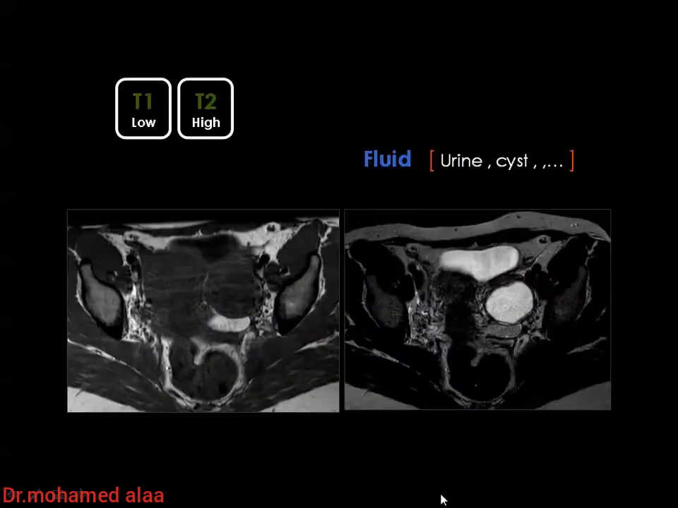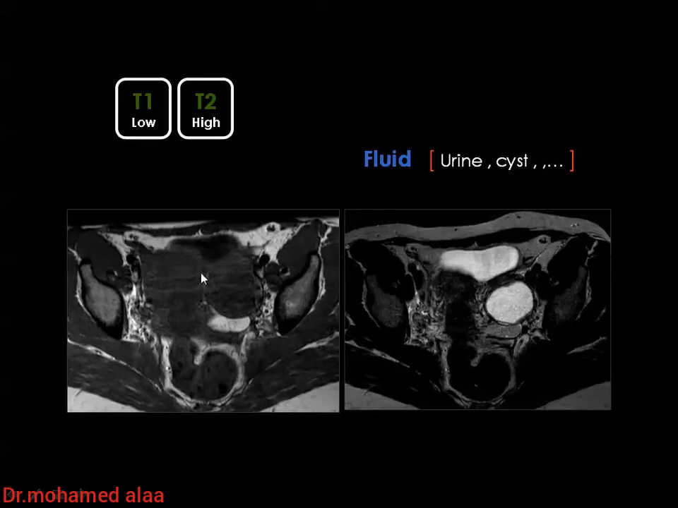Then we have to state some of the facts before going into the lesions, how the signal appearance of the different structures in the pelvis. Actually, you know that we have the T1 and T2 weighted images, and if you are not a radiologist, you can know the T1 from the T2 by the signal of fluid. The bladder is taken as an example, and you see the fluid in the T1 weighted images is black, while in the T2 weighted images is white.